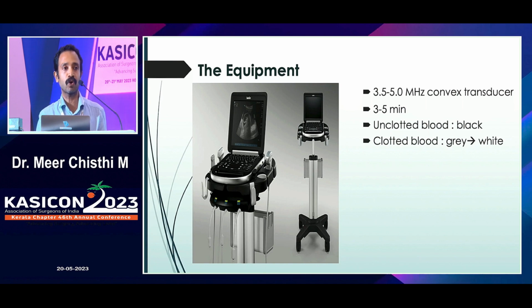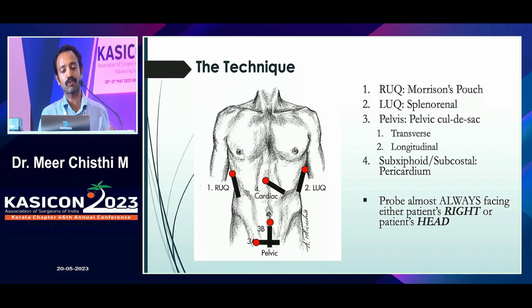So basically you want a convex transducer which will look at these sites for presence of fluid. Unclotted blood, because it is anechoic, will appear as black, whereas clotted blood starts to appear from gray to sometimes even white, and the whole procedure takes anywhere between 3 to 5 minutes. The classical 4 windows are the right upper quadrant, then the subxiphoid or the cardiac window, the left upper quadrant, and the pelvic or the suprapubic window.